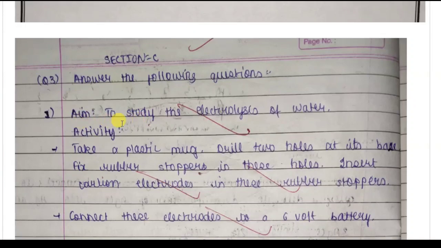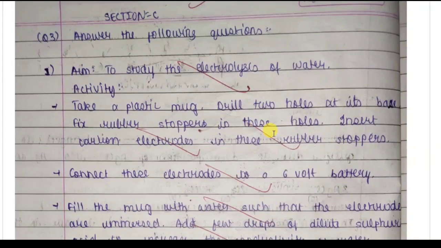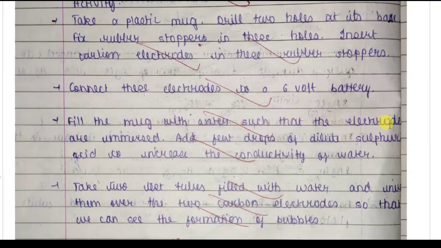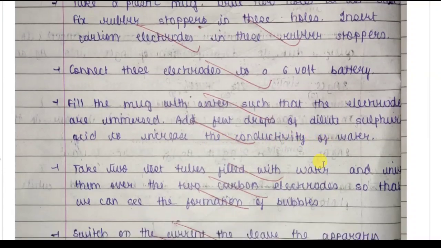First of all, you have to write the aim to study the electrolysis of water. You have to write the activity, what types of contents and elements are used, and also how the process goes. So write the activity like this: take a plastic mug, drill 2 holes at its base, fix rubber stoppers in these holes, insert carbon electrodes in these rubber stoppers, connect these electrodes to a 6-volt battery, fill the mug with water such that the electrodes are immersed. Add a few drops of dilute sulfuric acid to increase the conductivity of water.